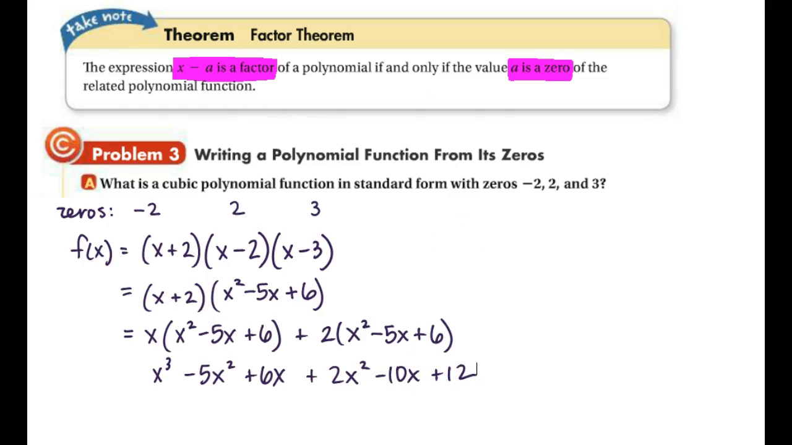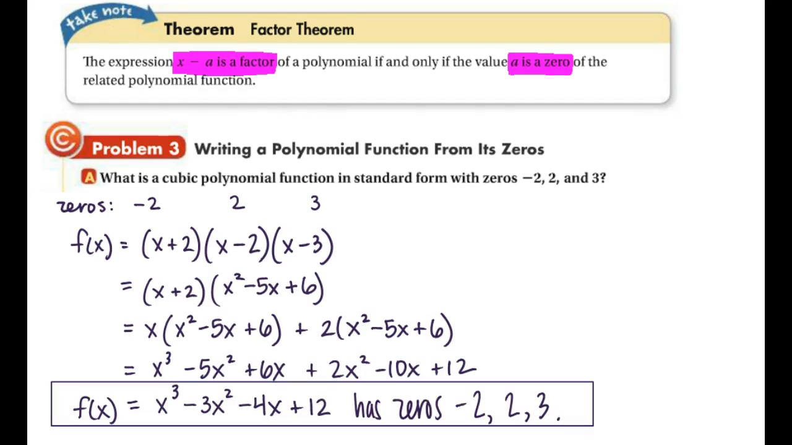From there, we want to combine like terms to get it in standard form. When doing so, I get the function f of x equals x to the third minus 3x squared minus 4x plus 12. This cubic polynomial has zeros negative 2, positive 2, and 3.